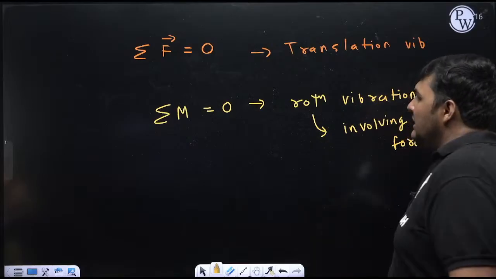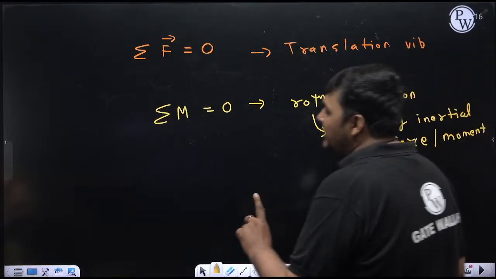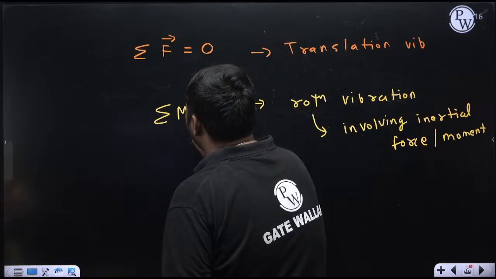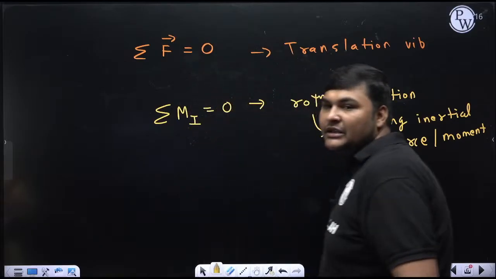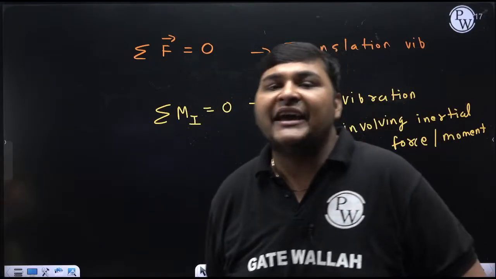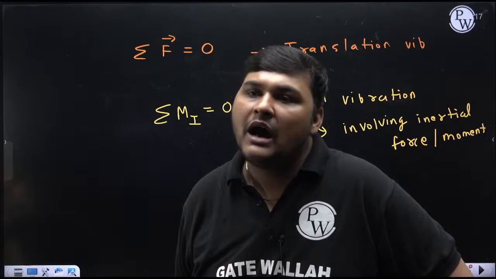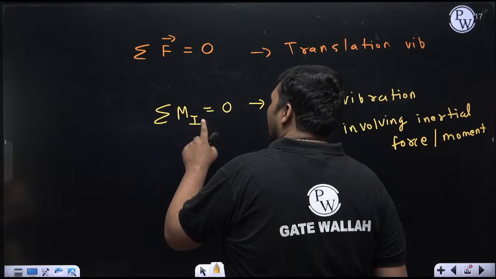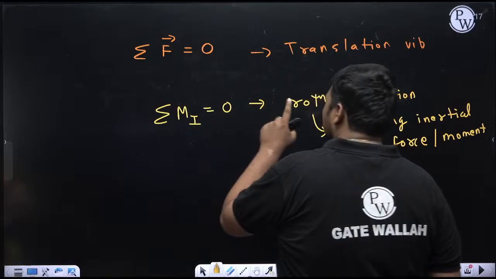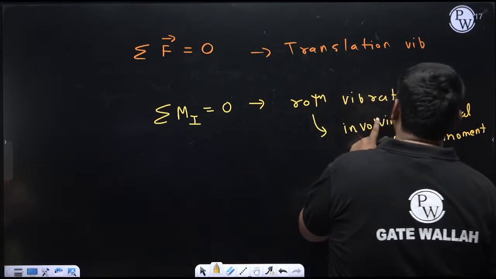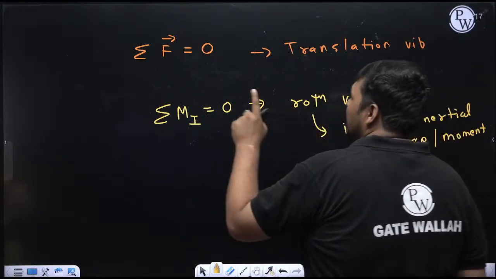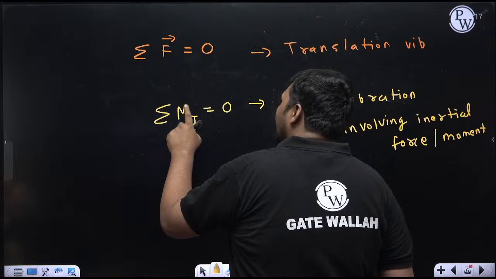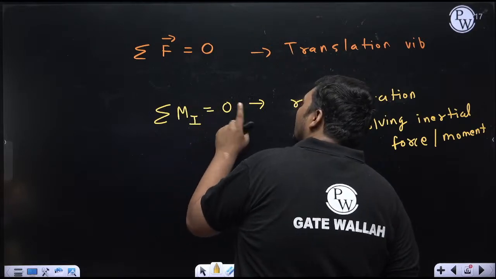Now here you can take moment about any point, but your question solving approach will become easy if you take moment about the I center. So whenever I use this equation, I will take moment about the I center. And what I am saying is, in rotational vibration, after involving inertial force or moment, we can say the summation of moment about the I center will always be 0.